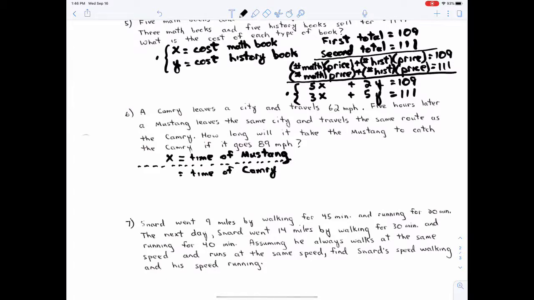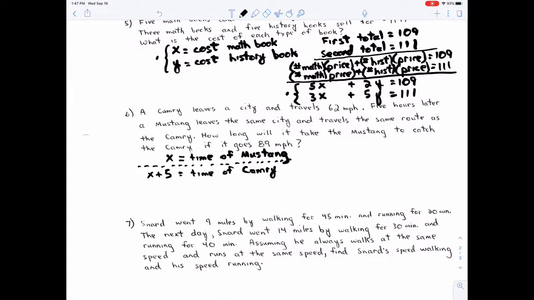All right, so what happens? The Mustang leaves 5 hours later. Okay, now, some people think that the Mustang's traveling 5 hours more. No, the Mustang's traveling 5 hours less. So what happens? If the Mustang's traveling 5 hours less, then the Camry is traveling 5 hours more. Why? Because it's out there driving around while the Mustang's just parked.